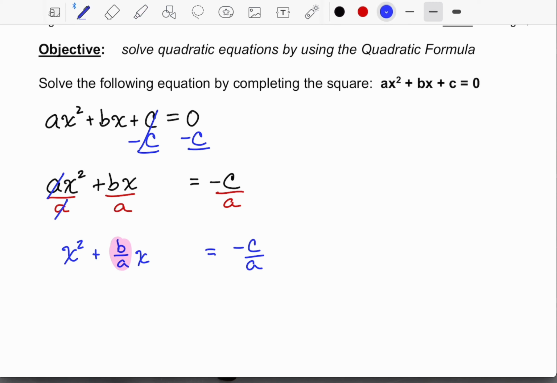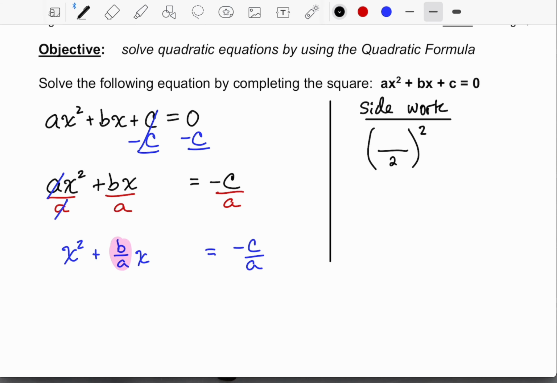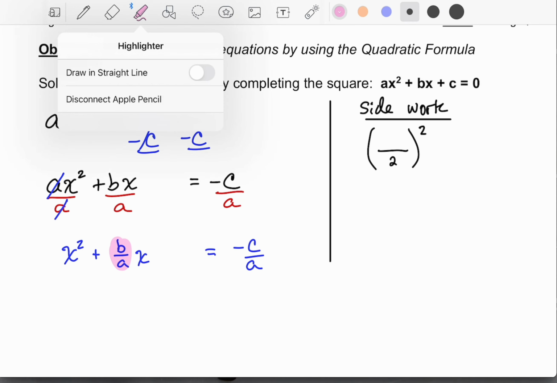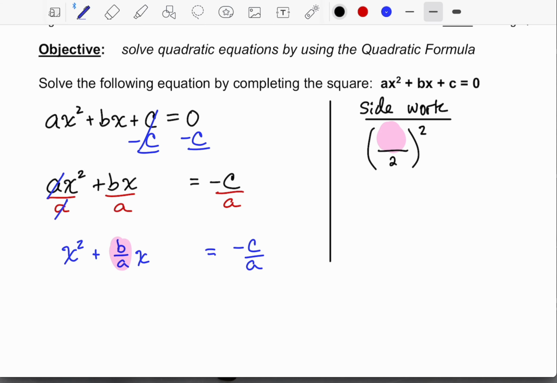So with our side work, whatever that b value is, I cut it in half and square the result. That quote-unquote b value is b over a. So we get a little bit more work to do here. It's not just a simple matter of saying, what's 4 cut in half? 2 squared, 4, plug it in. We have to manipulate this a little bit. I have to take b over a and divide it by 2.